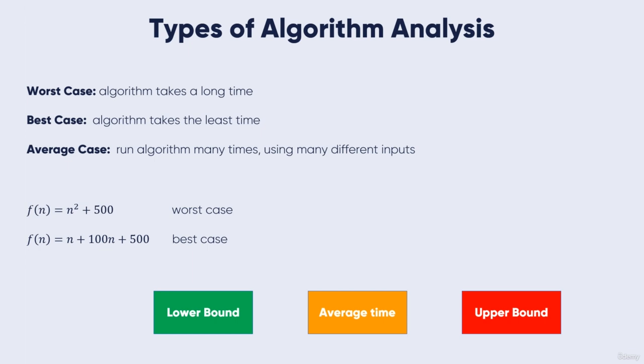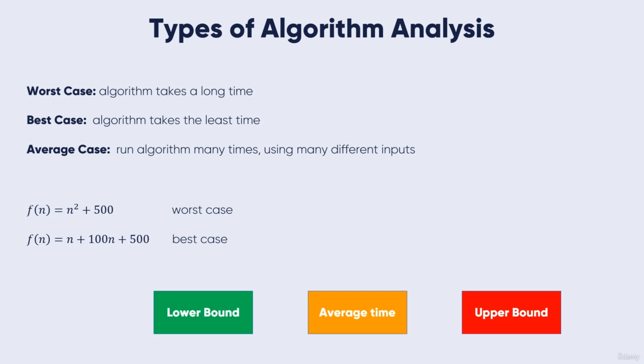In the same way, for a given algorithm, we can represent the best, worst, and the average cases in the form of expressions. As an example, let f of n be the function which represents the given algorithm. So f of n that has n squared plus 500 is the worst case compared with the f of n that has n plus 100n plus 500. Similarly, for the average case, the expression defines the input in which the algorithm takes the average running time or memory.